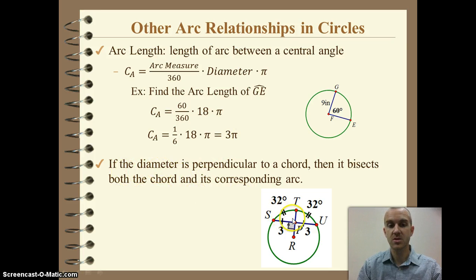Now we also have this notion that if we have a chord that is perpendicular to a radius, the radius is going to bisect that chord, but it's also going to bisect the arc, which can be very useful depending on what we may need to know about the image. So in this case, you can see that if SU had a length of 6, each SP and PU would both be 3, and if we knew that the measure of arc SU was 64 degrees, we would know that the measure of arc ST and the measure of arc TU would both be 32 degrees.